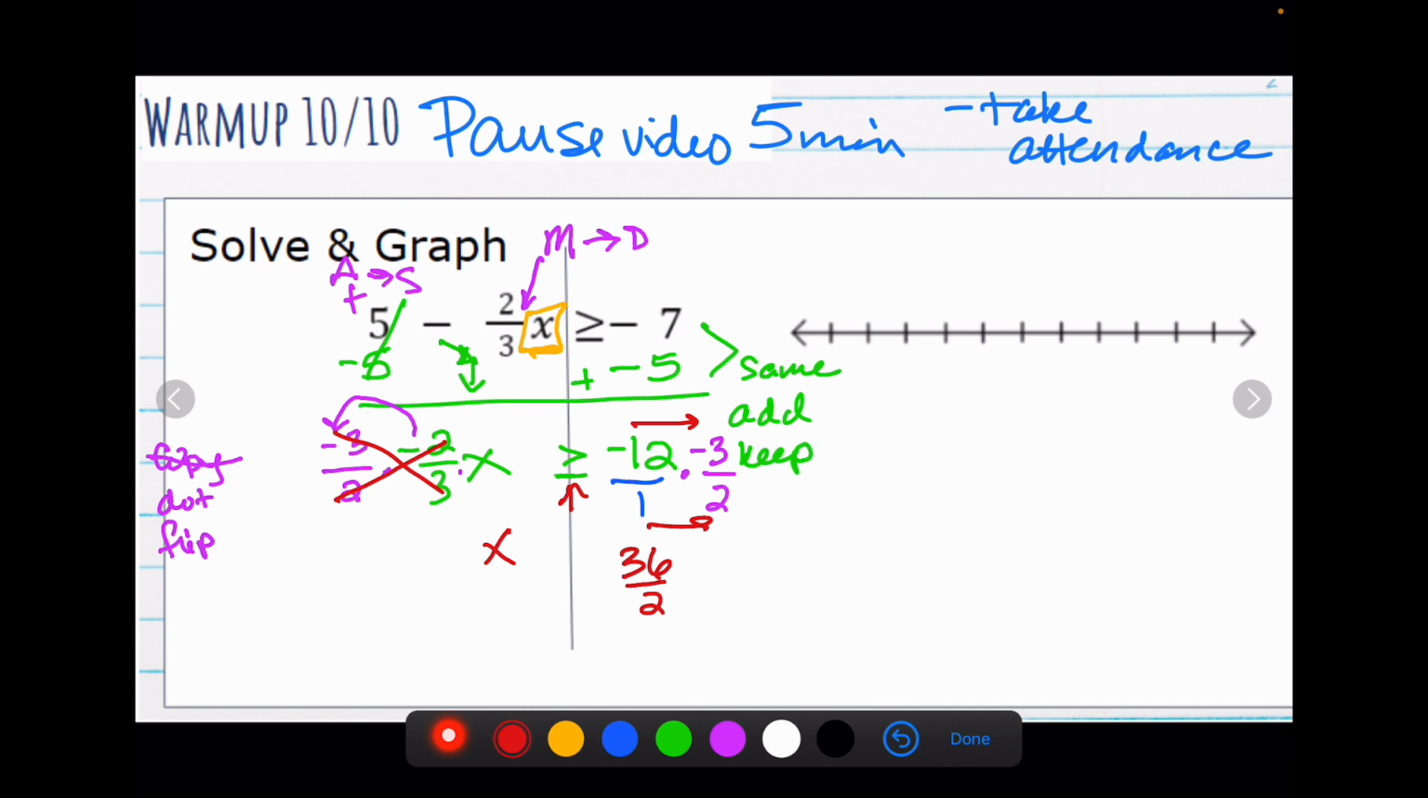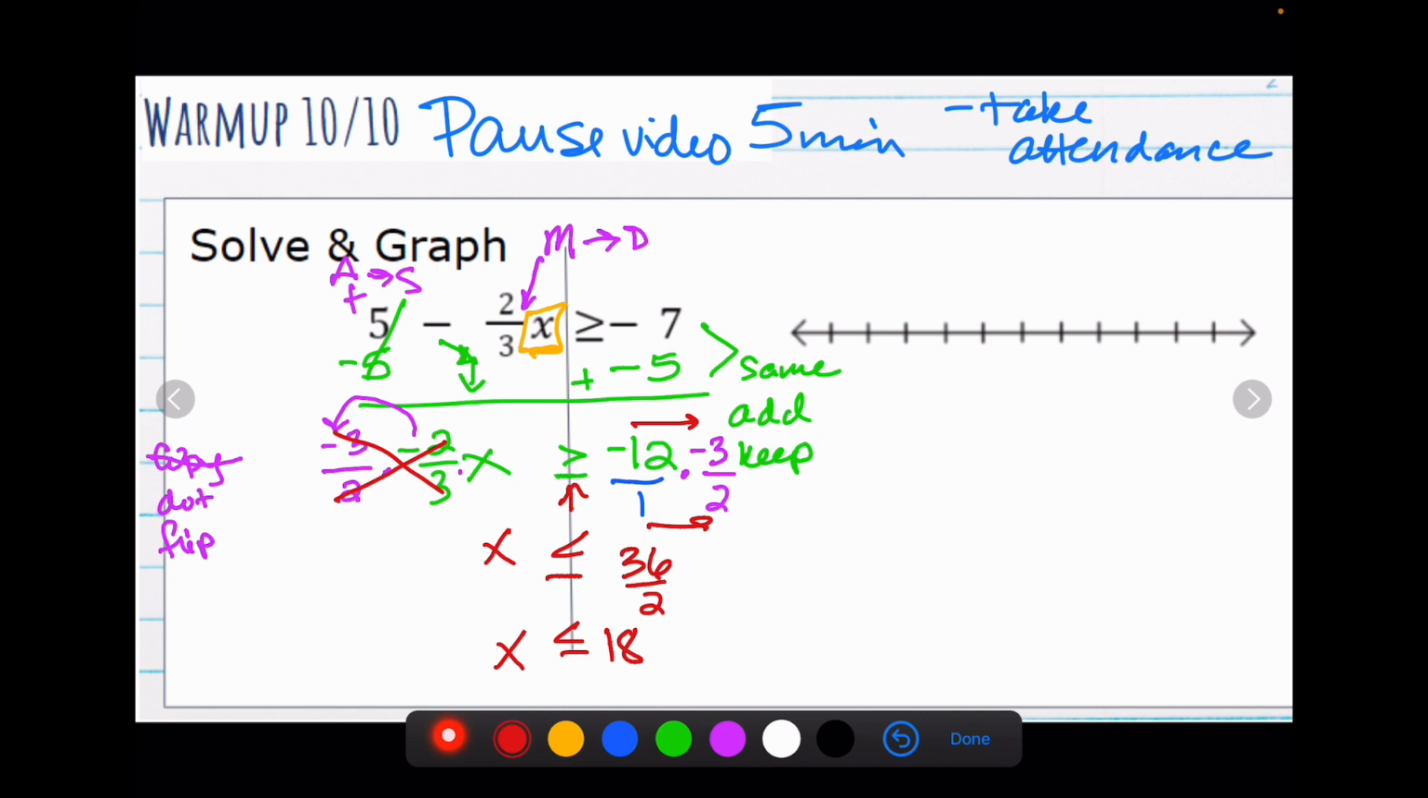Do I leave my symbol the same, pointing in the same direction, or do I flip it? The answer is that we need to flip it because we multiplied both sides by a negative. So this is a negative fraction. I multiplied both sides by a negative number. So I do need to flip this symbol to a less than or equal to symbol. I also need to simplify my fraction. 36 divided by 2 is 18. So here is my answer.